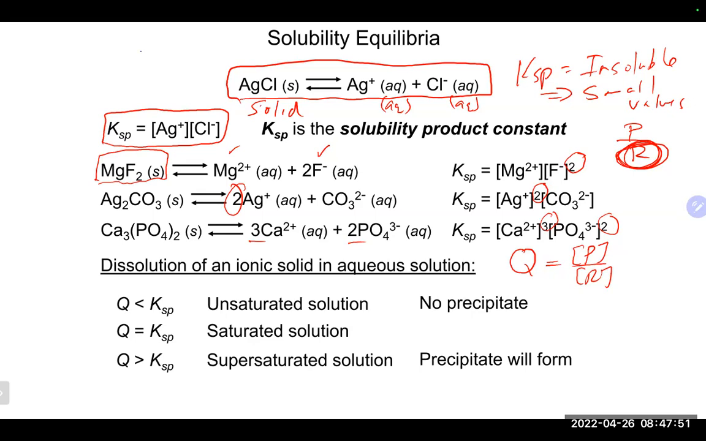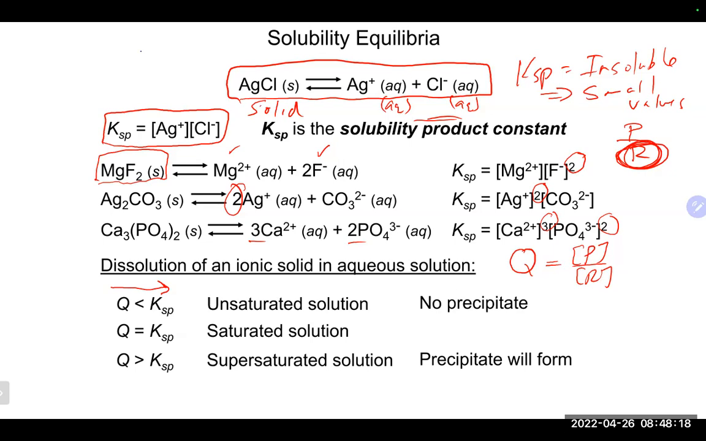When you calculate Q, if it is less than the Ksp, kind of pointing opposite of that arrow, it means that you would expect no precipitate to form. When I say opposite of that arrow, it's pointing to the product side, which is no precipitate. And you would have what is known as an unsaturated solution.